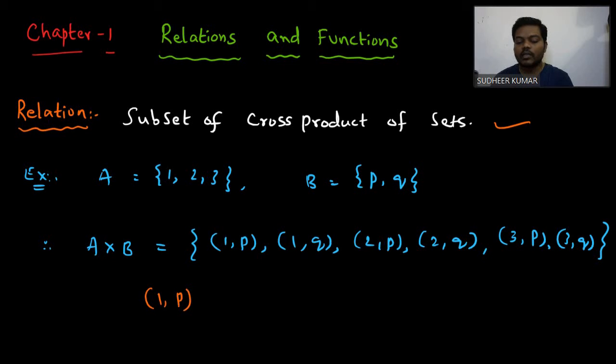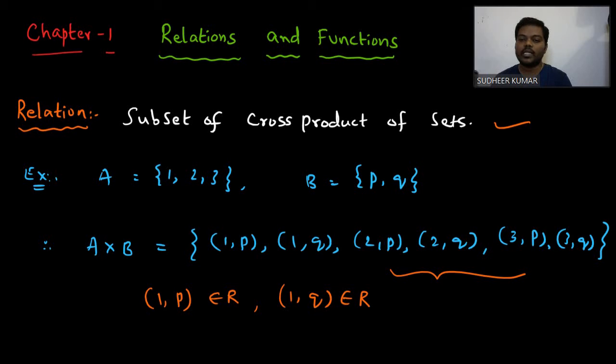So let us take (1,P). 1 is related to P, and 1 is related to Q also. So we can establish the relation between the other ordered pairs also. 2 is related to P, 2 is related to Q, 3 is related to P, 3 is related to Q also. The same we can represent in the Venn diagram also.